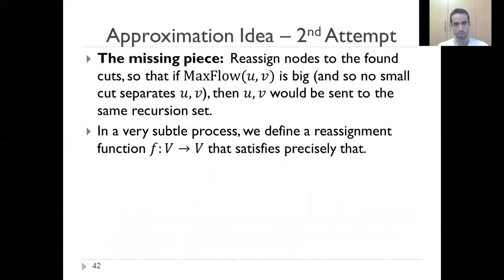So the way to solve this is to reassign nodes to the found cut, so that if the maximum flow between U and V is big, and so we don't have any witness that it is small, then they would be sent to the same recursion set. The only way that we would send them to different recursion sets is if there is some evidence, in the form of a cut of small value, that they have small value. So in a very subtle process, we define a reassignment function that satisfies precisely that.